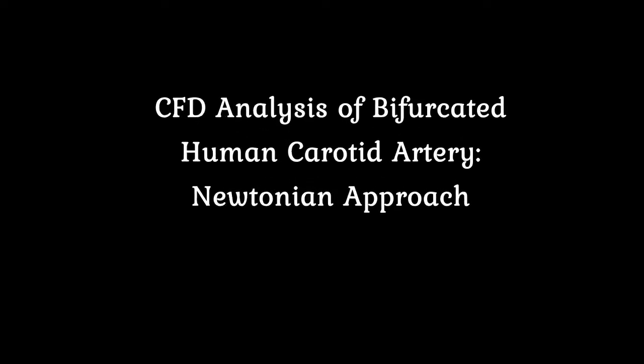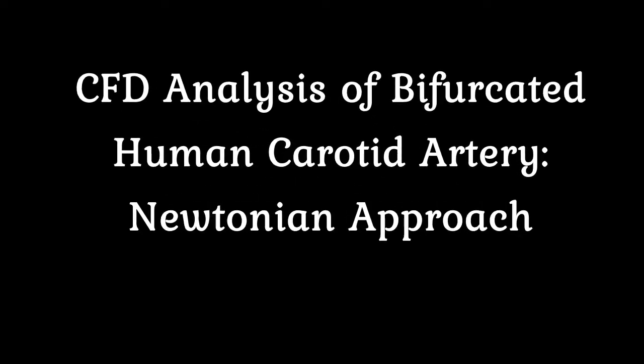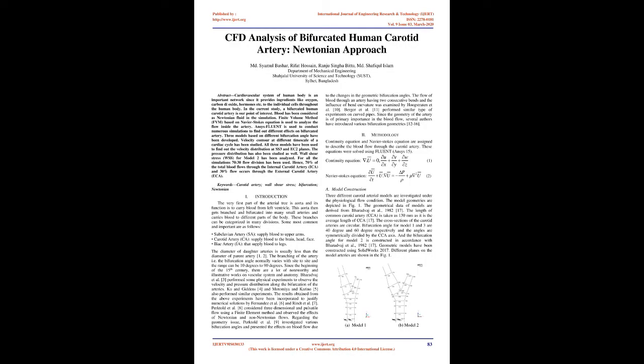CFD analysis of bifurcated human carotid artery, Newtonian approach. Abstract. The cardiovascular system of the human body is an important network since it provides ingredients like oxygen, carbon dioxide, hormones etc. to the individual cells throughout the human body. In the current study, a bifurcated human carotid artery is our point of interest.